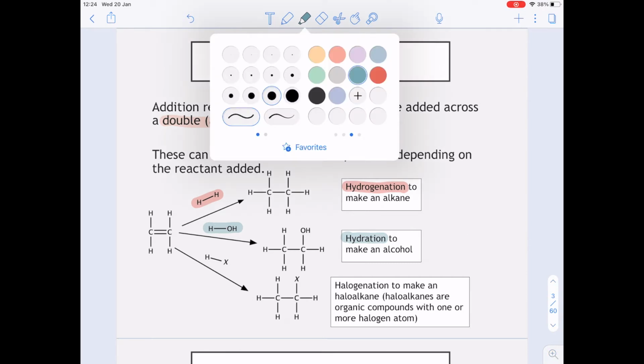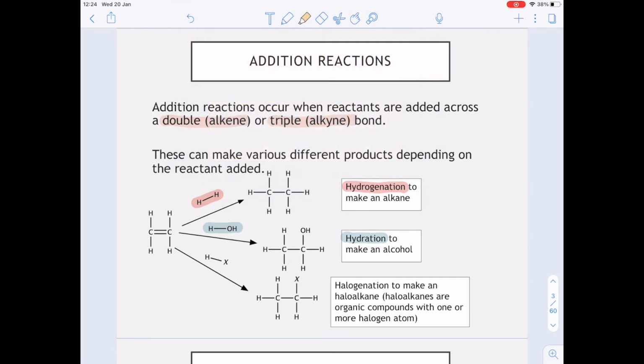And if we go down to the other one where we have H bonded to an X, now an X is a halogen atom, so any halogen atom, and that's what we call halogenation. Now in 4th year you would have learned bromination, where you would have added bromine, and that's how you test for unsaturation. A haloalkane in this case is simply an organic compound with one or more halogen atoms.